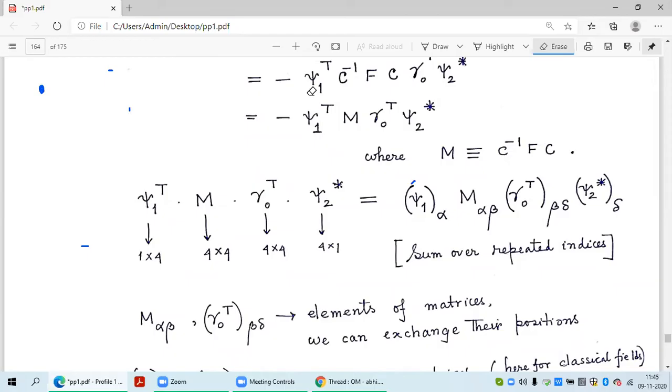But since you asked this question, this is the motivation for doing quantum field theory. In quantum field theory, psi's will be operators. Therefore, in exchanging them, we have to take care of their commutation or anti-commutation relations. Okay.